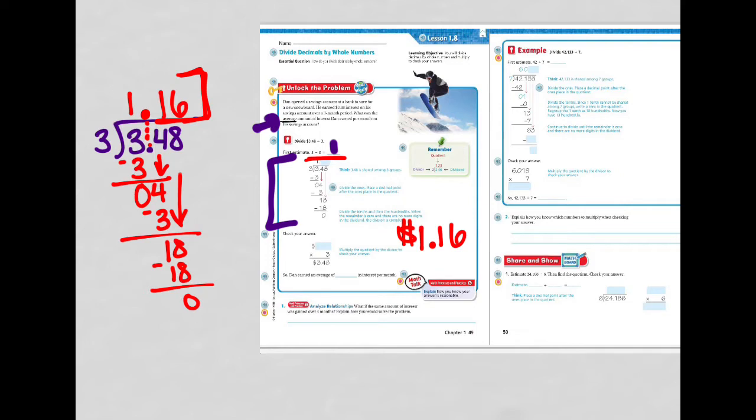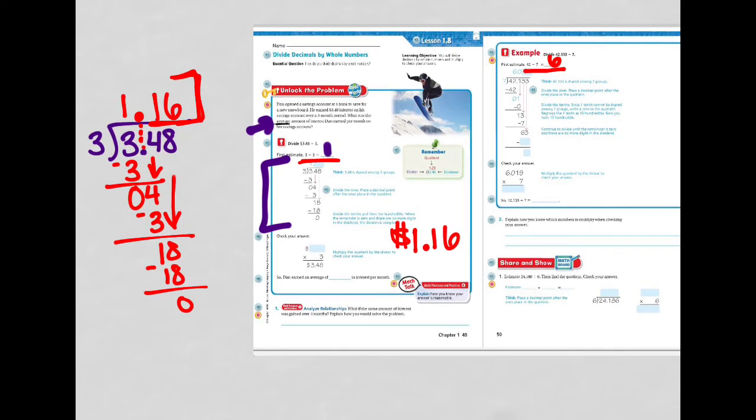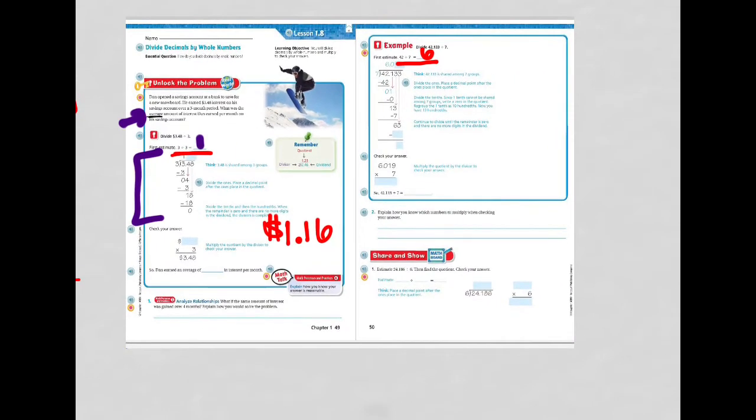So you have 42.133 divided by 7. So when I have a large number like that, and I want to divide by a whole number, I want to see if there's any number close to this that 7 would go into. I know that 7 goes into 42, so if I estimate it, 42 divided by 7, I'm going to get 6. So I know that that's a good estimate. Let's go ahead and we'll work it out the long way.